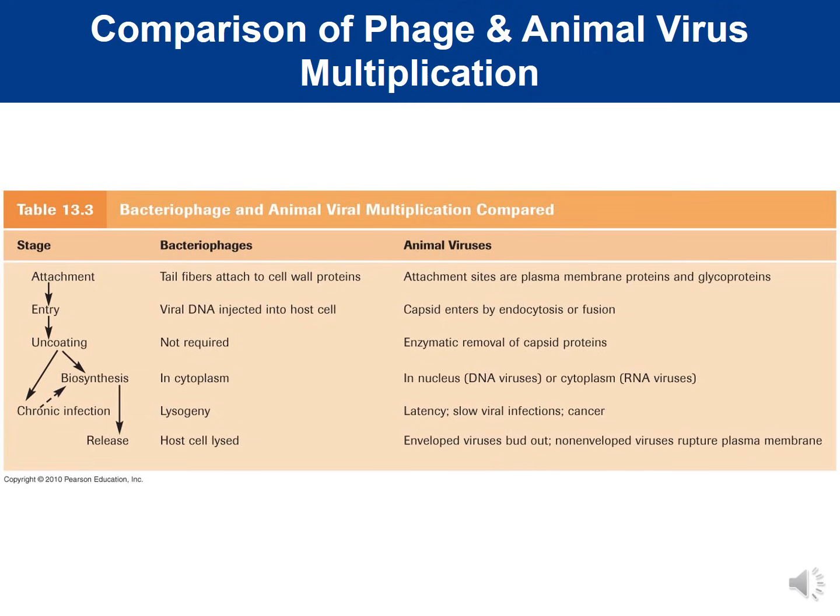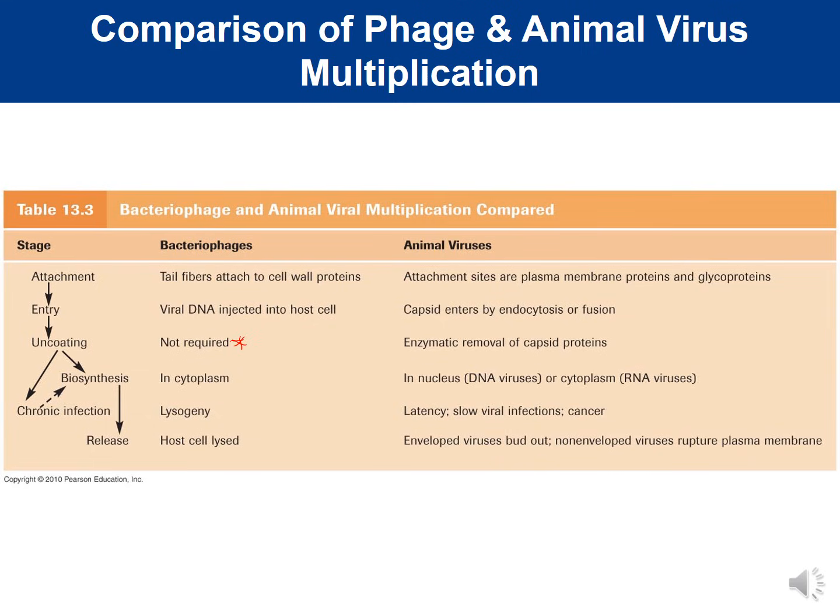And so if we compare phage and animal viruses, looking here, we have bacteriophage and animal viruses. They both have attachment and entry, but again, the big difference being that uncoating does not happen in the phage. So let's talk about the way that these things occur. So in a phage, again, attachment happens when the tail fibers attach to the cell wall of the bacteria. For animal viruses, the attachment sites are on the plasma membrane through receptors, and this can recognize specific proteins or glycoproteins.